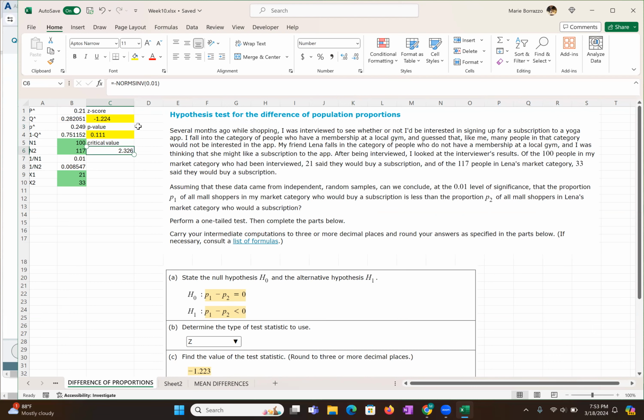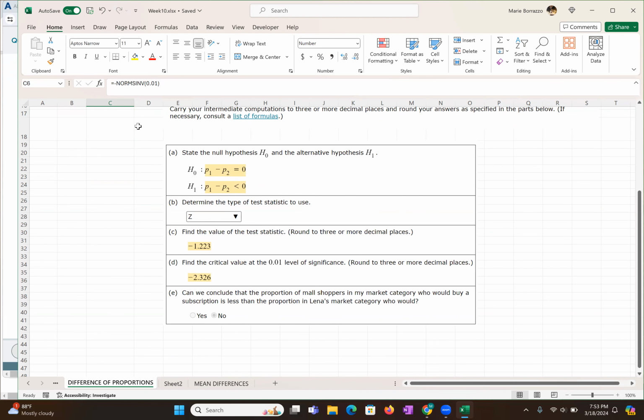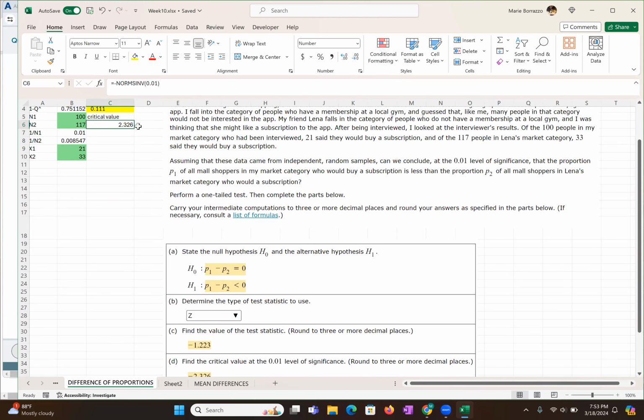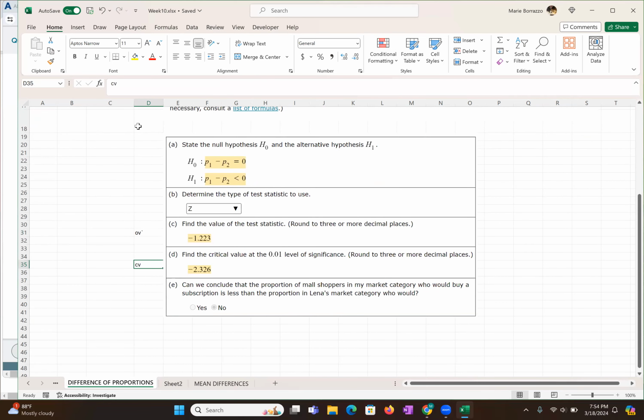Calculation wise, the NORM.S.INV of 0.01 gives us 2.326. Can we conclude? Obviously, the answer is no. So if OV is greater than CV, we would reject a null. This would be OV, and you're looking at the absolute value of it. So OV greater than CV. This is obviously smaller. So if this is bigger than this, we're going to reject a null. This is not bigger than this, so we're going to fail to reject a null, so hence no is the answer.